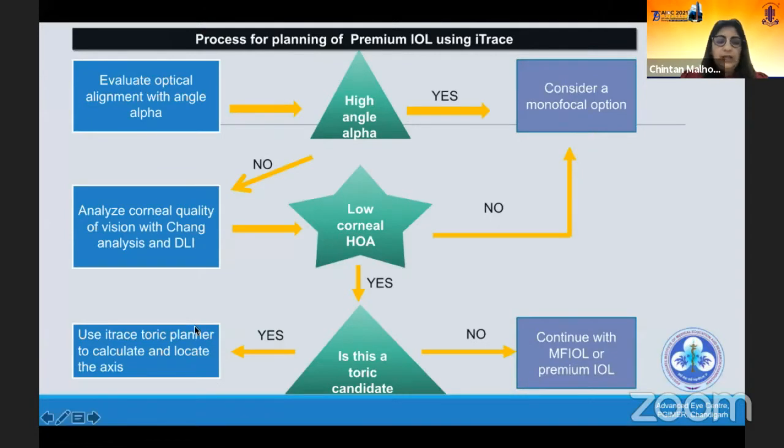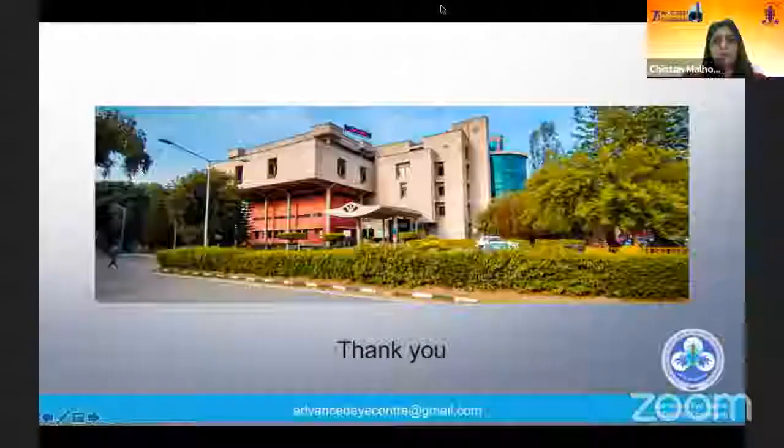If yes, we can use the iTrace toric planner, and if not, then we can consider the multifocal or a premium IOL. So that was just in brief a little bit about the utility which the iTrace can give us. Thank you very much.